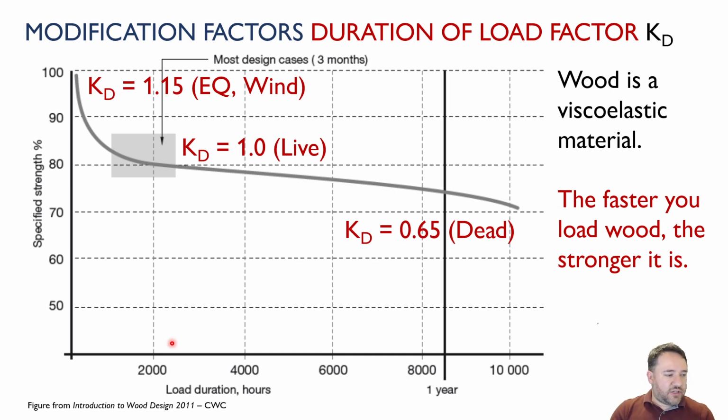In this case, if I look at it instead in terms of strength, if I have a load on wood that's present for a very long time, then my effective strength basically goes down. Okay, so this is load duration in hours. So at about a year and past, my strength reduces.